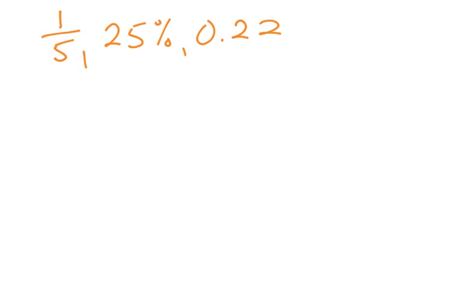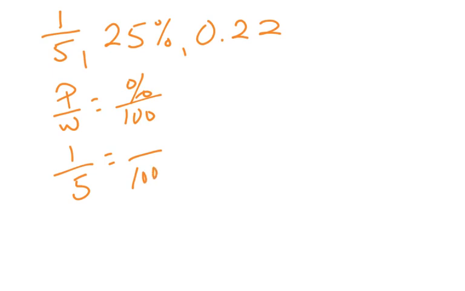Okay, another problem similar to what you have on your quiz is to take these numbers and put them in order from least to greatest. Well, in order to do that, I need to have them all in the same form to compare them. So I'm going to convert all of them to percentages. Okay, so I'm going to start with 1/5. So if I use part over whole equals percent out of 100, 1 is my part, 5 is my whole, I'm going to figure out the percentage. So to get from 5 to 100, I'd multiply by 20. Therefore, I'd multiply 1 by 20. So this is 20%. Okay, so 1/5 is 20%.